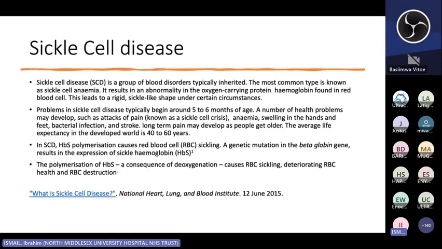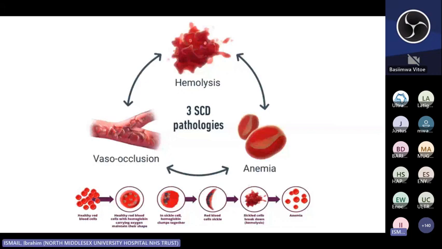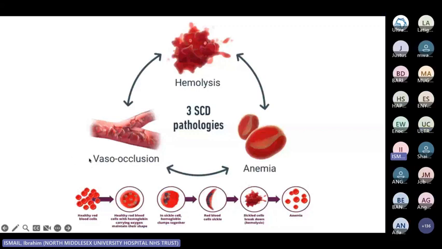I think I've shared this reference for our viewers to do a little bit more research, if they don't really know it. But the three main pathologies that are associated with SCD are vascular occlusion, right here, hemolysis, and anemia. So the area where we screen, we always screen for vascular occlusion or potential vascular occlusion disease.